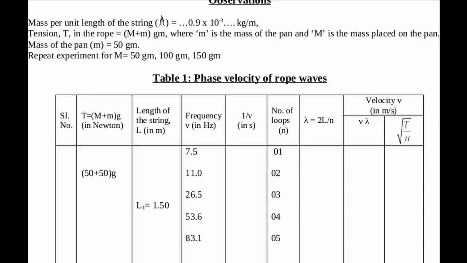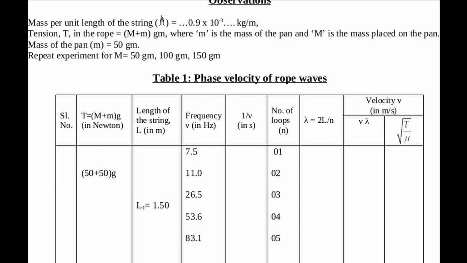I will now discuss how the observations are to be recorded in the table in the practical notebook. We first record the tension in the string. The tension in the string is set by the weight of the pan and the extra weight which is put on the pan. So for the first set of readings, we have placed a 50 gram weight on the pan.